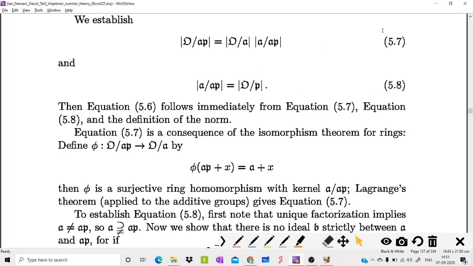To prove the multiplicativity for A and the prime ideal P, we will establish the equation cardinality of O by AP is equal to cardinality of O by A into cardinality of A by AP, and consequently we prove that cardinality of A by AP is equal to cardinality of O by P. So when you substitute cardinality of O by P, we get the norm of AP equal to the norm of A, and this will be the norm of P. So we will first establish this result, and then we can get the result.